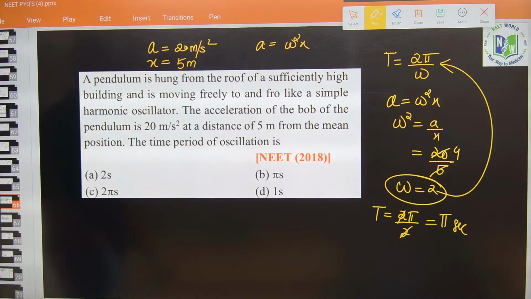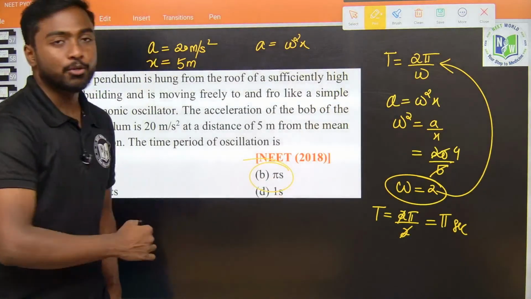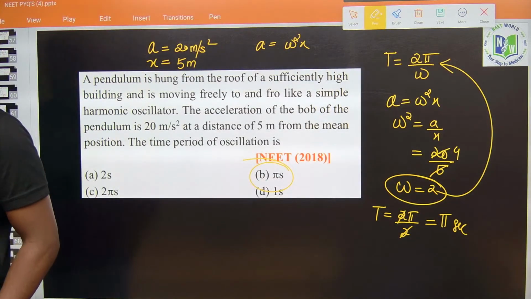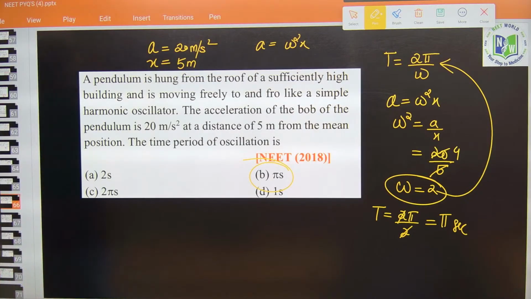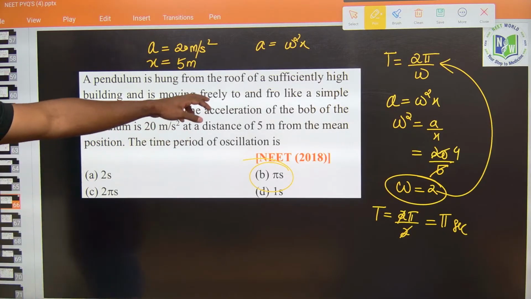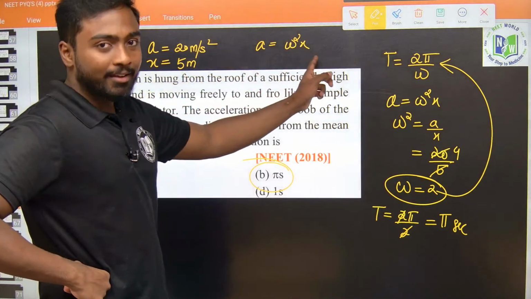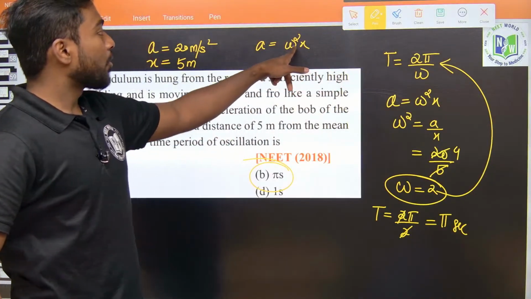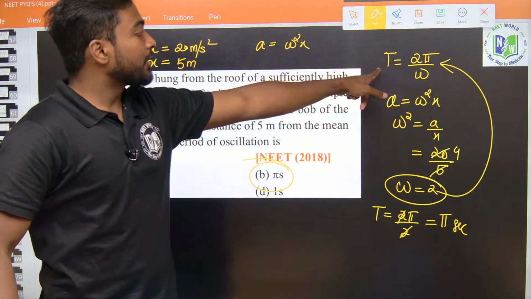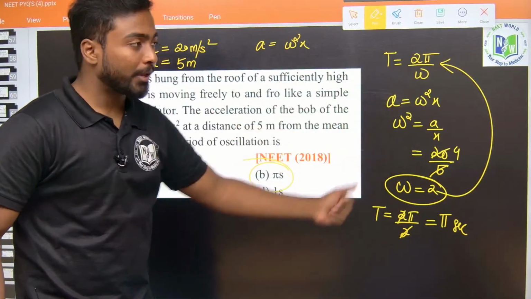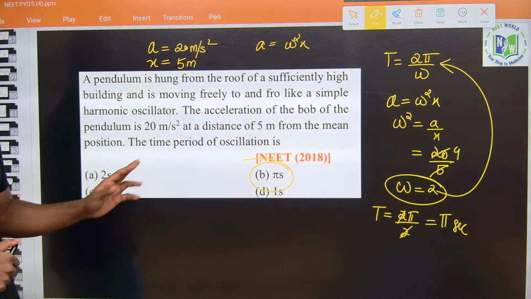Where is the answer? Option 2. Option 2 is the correct answer. So what is the formula we have learned? A is equals to omega square x, like acceleration, omega and x. T is equals to 2 pi by omega. Okay, these are the formulas we learned in this question.